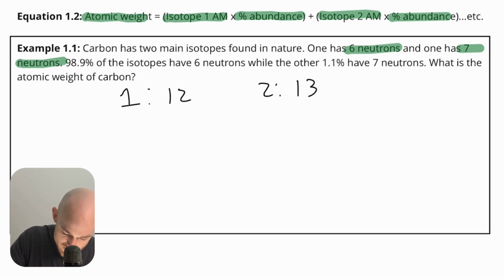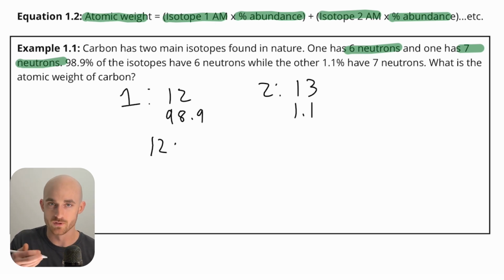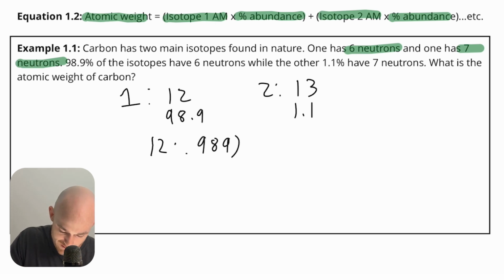The percent abundance of the first one is 98.9, and the percent abundance of the second one is 1.1. Now we need to plug those numbers into equation 1.2, and that gives us 12 times 98.9%, which we need to write in decimal form, so 0.989, plus 13 times 1.1%, and in decimal form, that is 0.011. And that added together will get us the atomic weight.